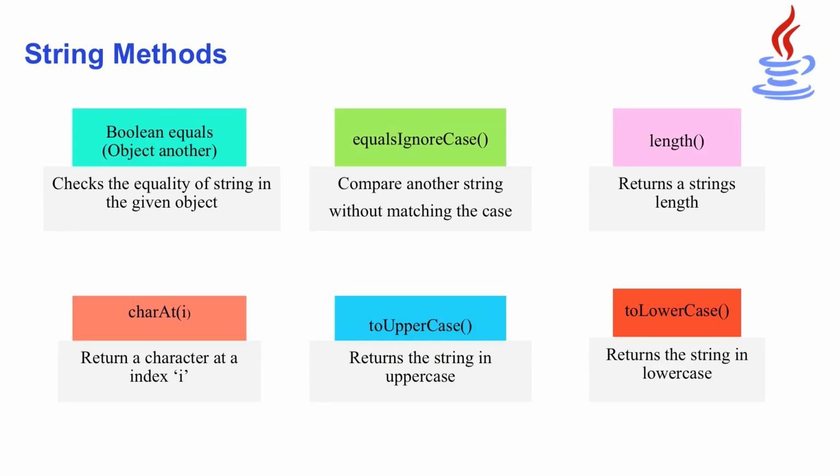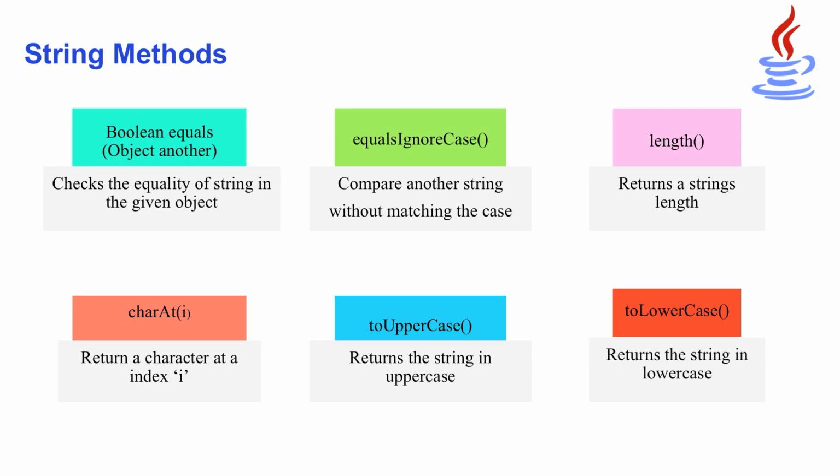So now we will see some string methods. We have a String class, which is a built-in class, and we will be exploring its methods. What are the built-in methods? First of all, have a look at the list. The first method is the boolean equals method. This method checks the equality of a string with the given object.